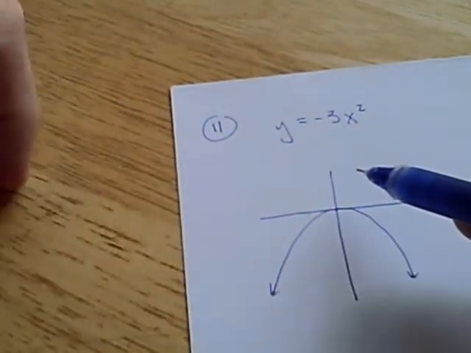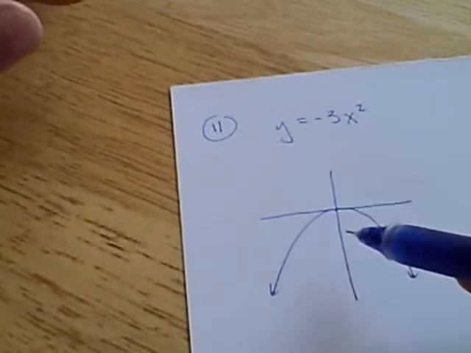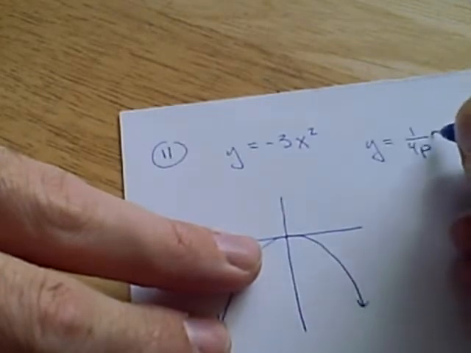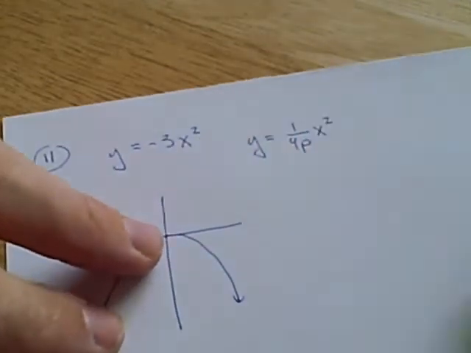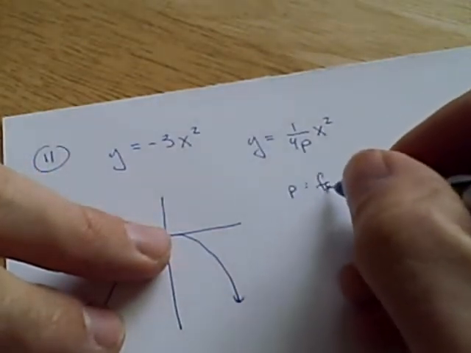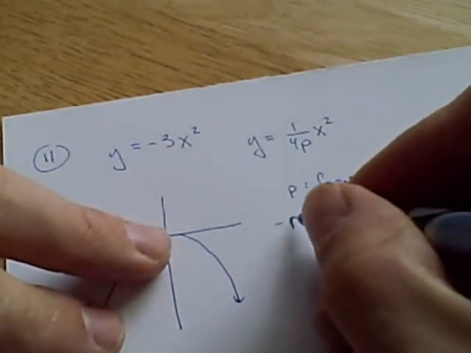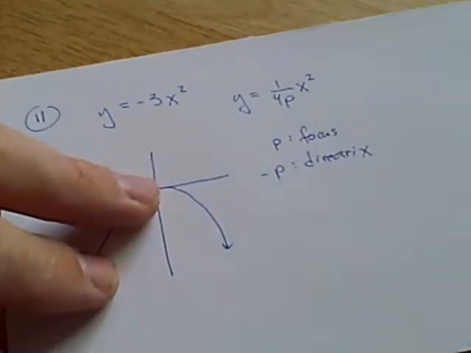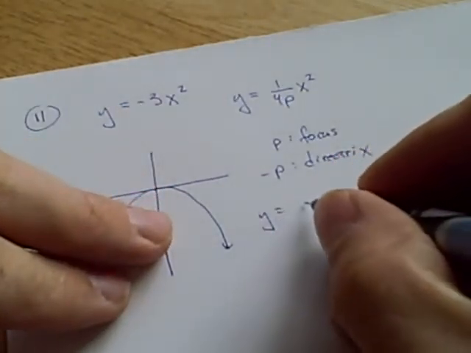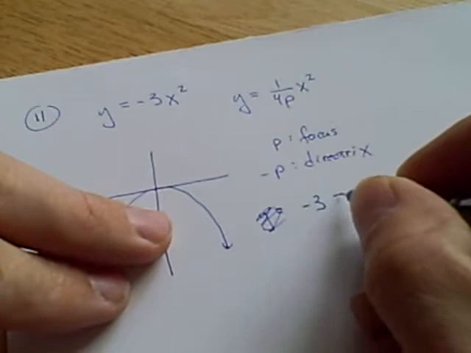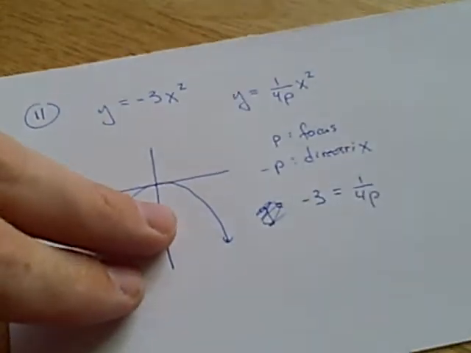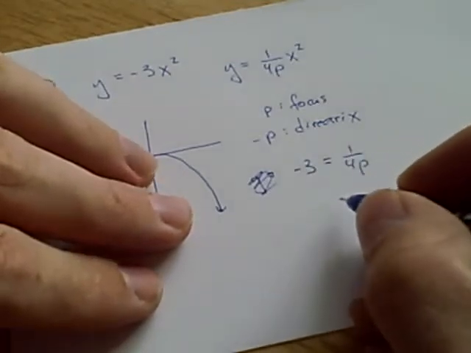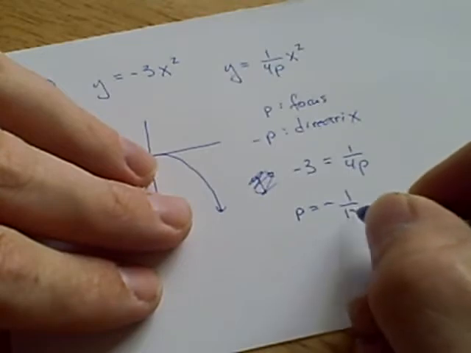The directrix has the opposite coordinate as the focus. And remember that it's 1 over 4p x squared, where p is the coordinate of the focus, and then minus p will be the directrix. Right? So we have minus 3 has to equal 1 over 4p. So if we solve for p here, let's see, we will get p equals minus 1/12.